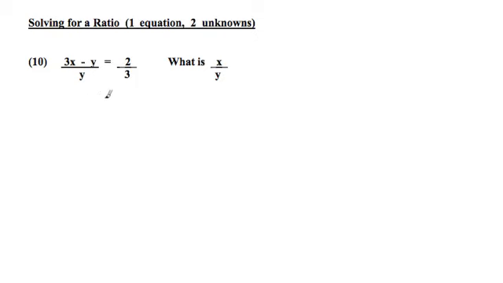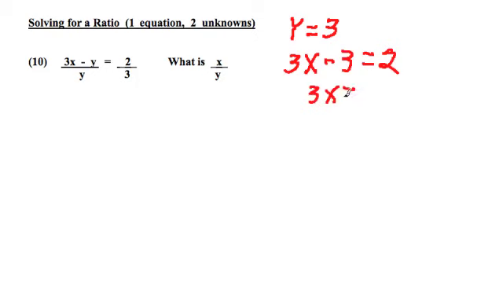Since we're dealing with relative amounts, you can also use the substitution strategy. So for this to be true, if y were equal to 3, then the numerator would have to be equal to 2. So we have 3x minus 3 has to be equal to 2. Add 3 to both sides. 3x is equal to 5. Divide both sides by 3. x is equal to 5/3.